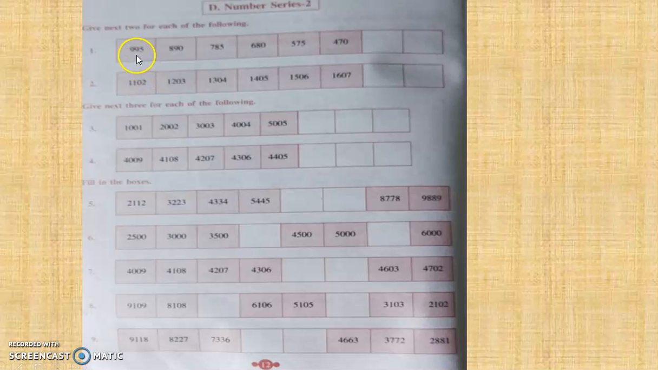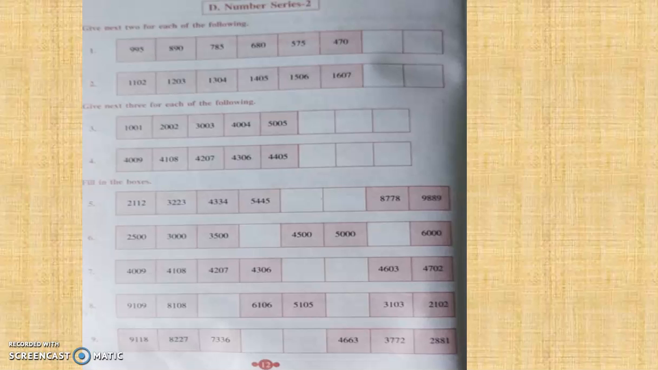Okay. See, look at this: 995, right? Then 890. 995 and 890. If I am subtracting this, what is the value I will get? If I am adding 100 to 890, 990 will come, right? But 5 is extra here, so if I am adding 105 to this value, I will get it, right? Likewise, if I am subtracting 105 from 890, then I will get 785, right?